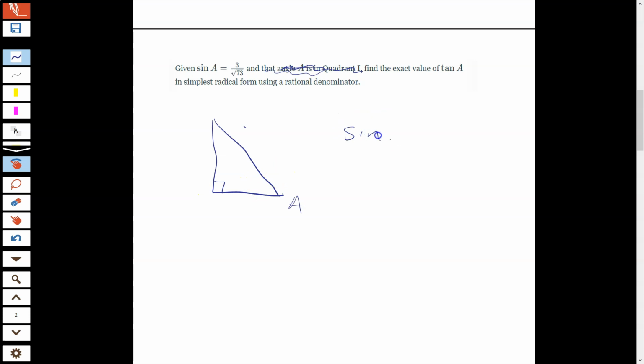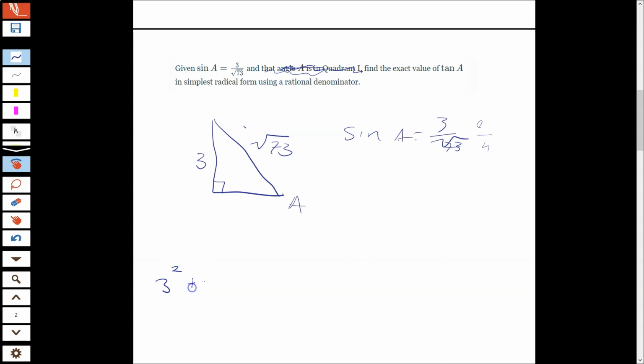So I have sine A equals 3 over square root 73. And that means sine is opposite over hypotenuse, right? So opposite is here, 3. Hypotenuse is square root 73. Okay. We want tangent A. We're going to use Pythagorean theorem here. This time, though, remember we have the hypotenuse now, so it's going to look a little bit different than the last time. So make sure you set these up correctly, depending on which sides you have.